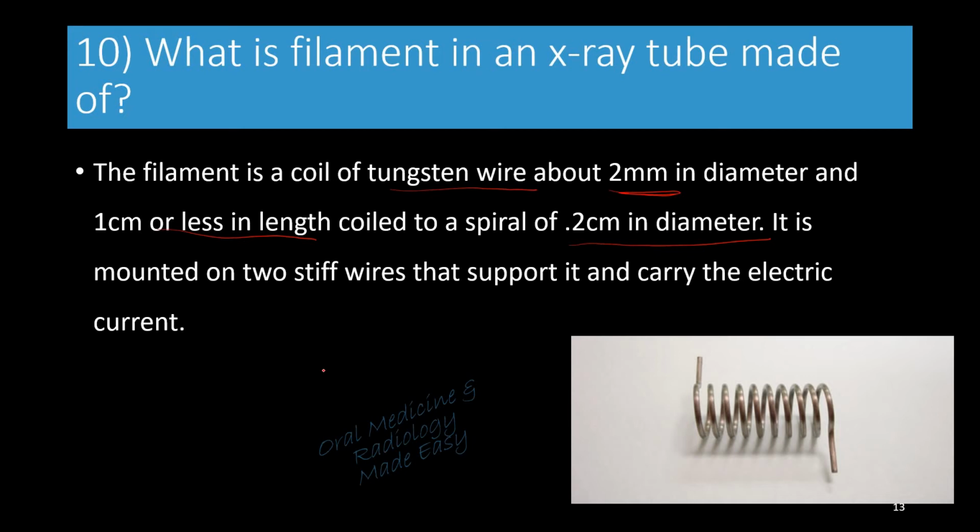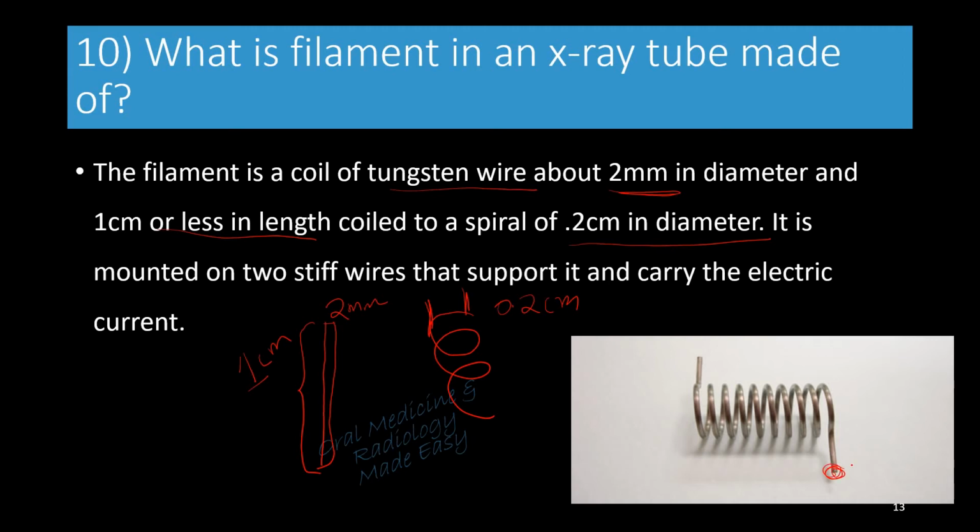So the tungsten wire is around 2 mm in diameter and the length is 1 cm or less. This tungsten wire is coiled in a spiral form, and the diameter of this spiral is around 0.2 cm. So the diameter of the tungsten wire is 2 mm and this spiral has a diameter of around 0.2 cm.